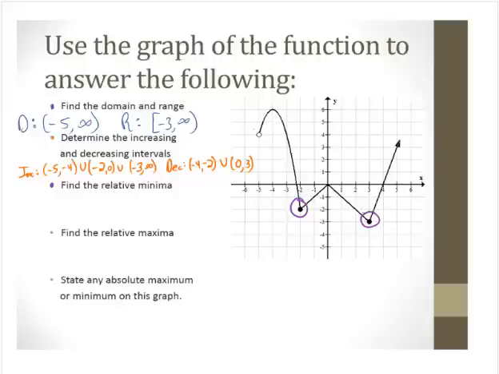Remember, the minimum is the output. So we have a relative minimum of -2 at x equals -2. We have a relative minimum of -3 at x equals 3.